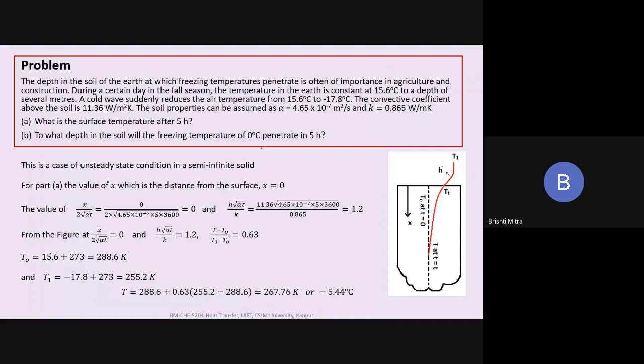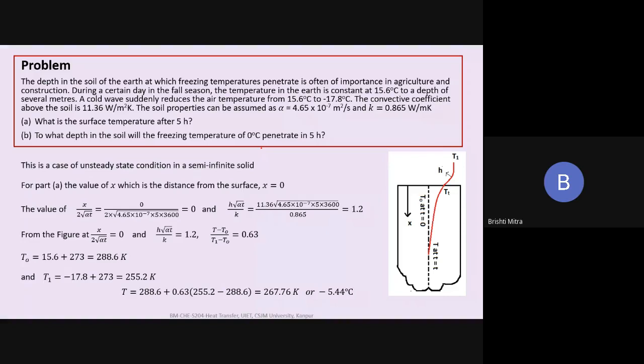In order to understand what a semi-infinite solid is, let us do a problem which will help us understand a practical situation. Let me read out the problem, then I will explain it to you. The depth in the soil of the earth at which freezing temperatures penetrate is often of importance in agriculture and construction. During a certain day in the fall season, the temperature in the earth is constant at 15.6 degrees centigrade to a depth of several meters. So what does this mean?